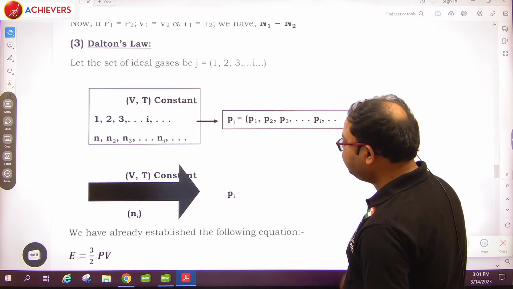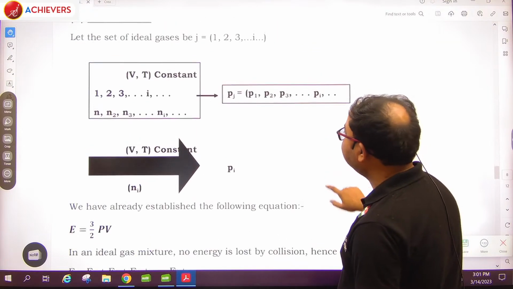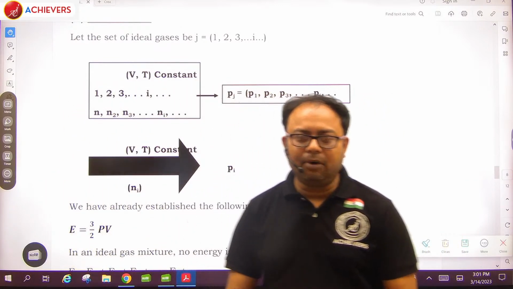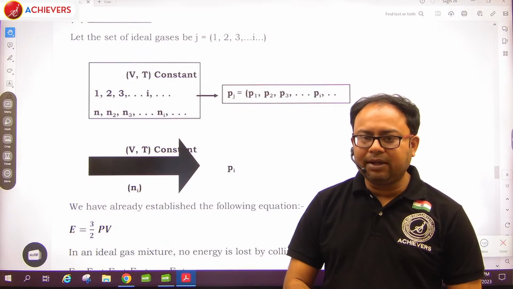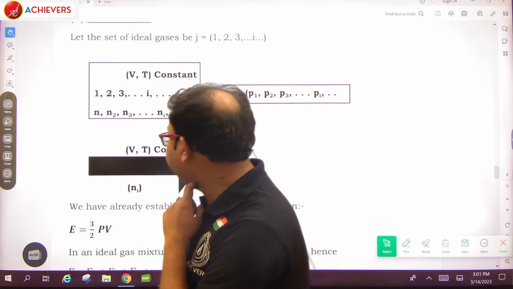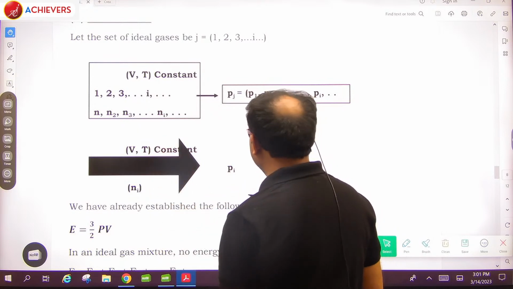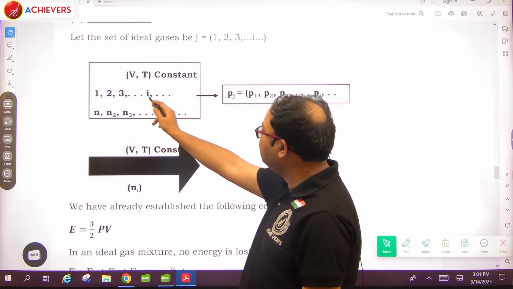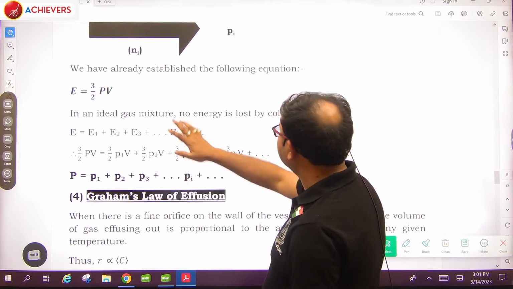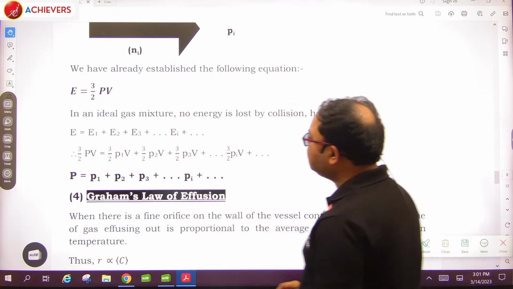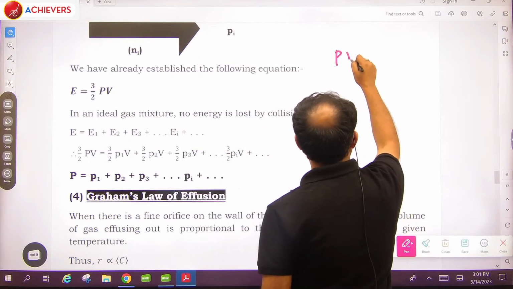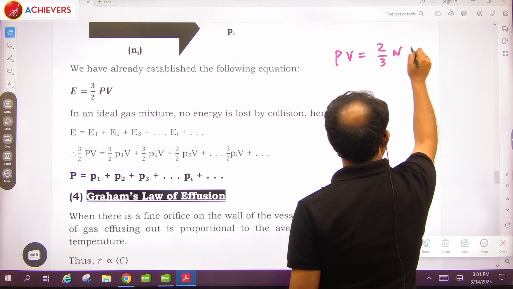Let's move on to Dalton's law. In Dalton's law, we know that the total pressure is basically the sum of the partial pressures, and that is to be established out of the kinetic gas equation. And you have got a set of gas molecules. The set is given by J, 1, 2, 3 up to N. So, we will start with the basic kinetic gas equation. We know that PV is equal to 2/3 N epsilon k bar.